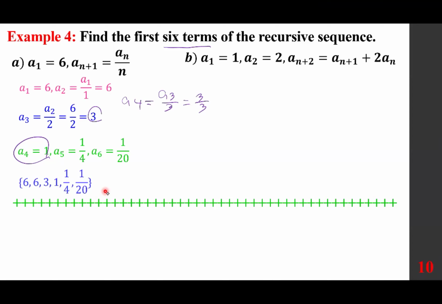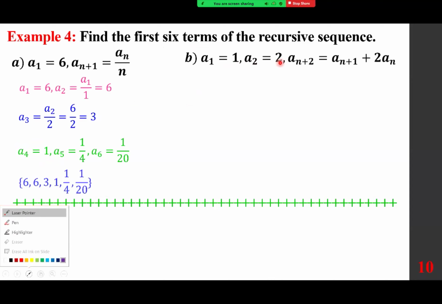Part B: a sub 1 is 1, a sub 2 is 2, a sub n plus 2 is a sub n plus 1 plus 2 a sub n. In other words, if you want a term, any term, go to the previous one, and then 2 times the one even before that. So I want a sub 3 because I have a sub 1 and a sub 2. If I want a sub 3, I want the previous one, a sub 2, and then 2 times the one before that, 2 times a sub 1.